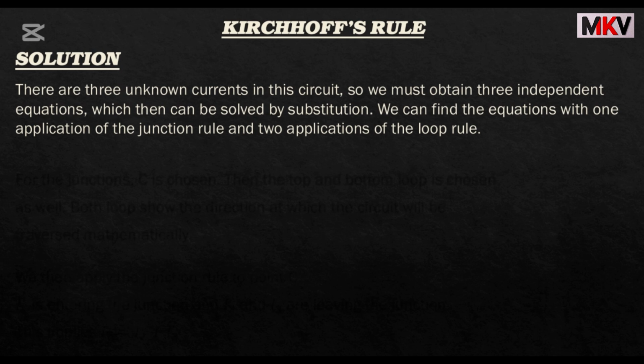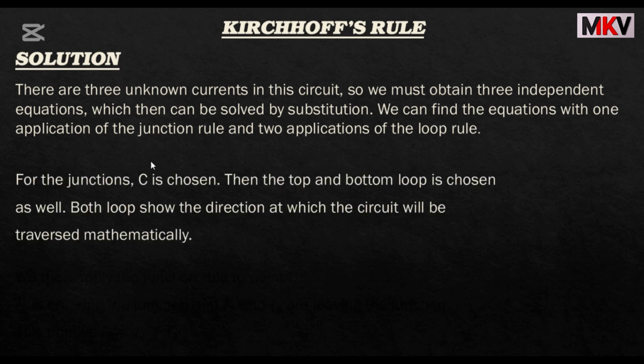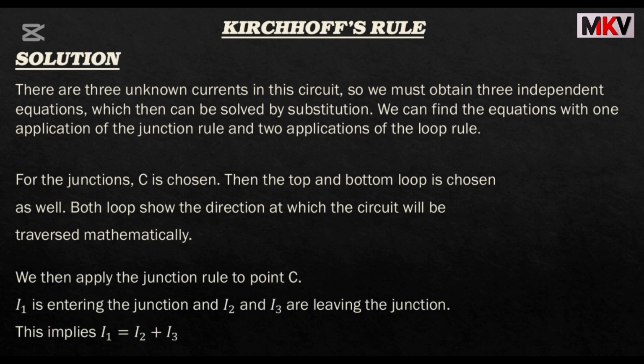Then we apply 2 loop rules, as we saw in the diagram, the one up there, then the one down there, close to the battery. So for the junction rule, point C will be chosen, then the top and bottom loops as well. Both loops show the direction at which the circuit will be traversed. Then we apply the junction rule to point C. I1 is entering the junction, and I2 is leaving the junction, so I1 will be equal to I2 plus I3.